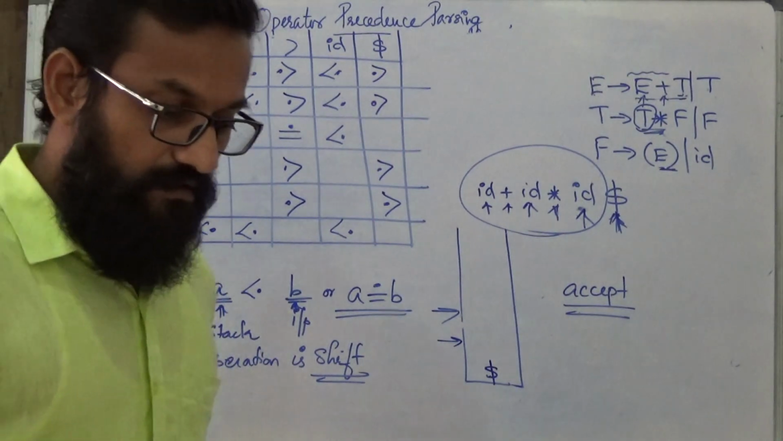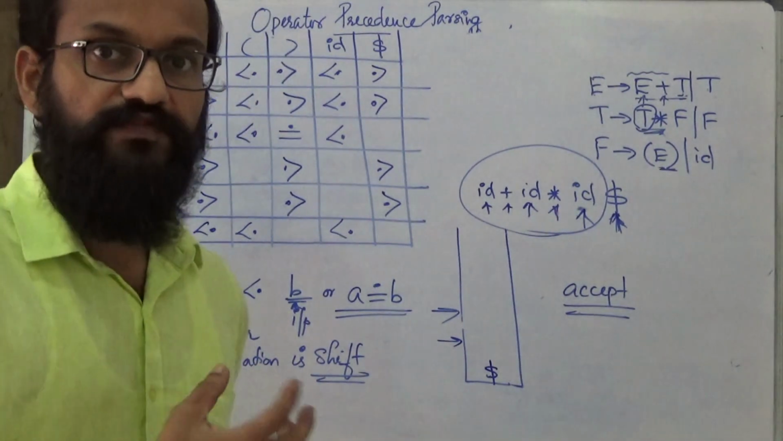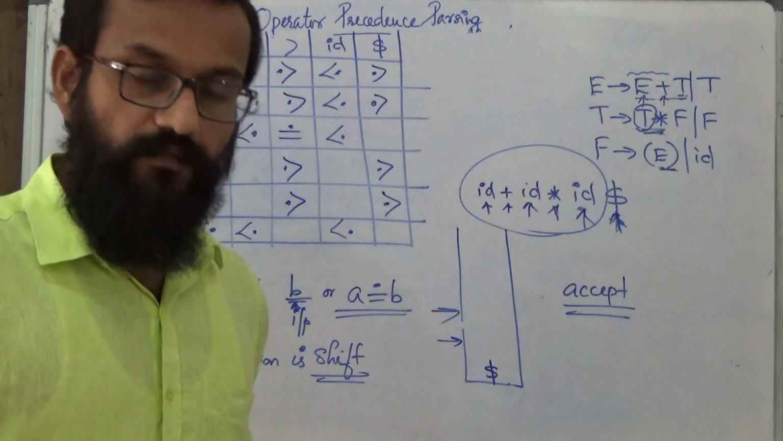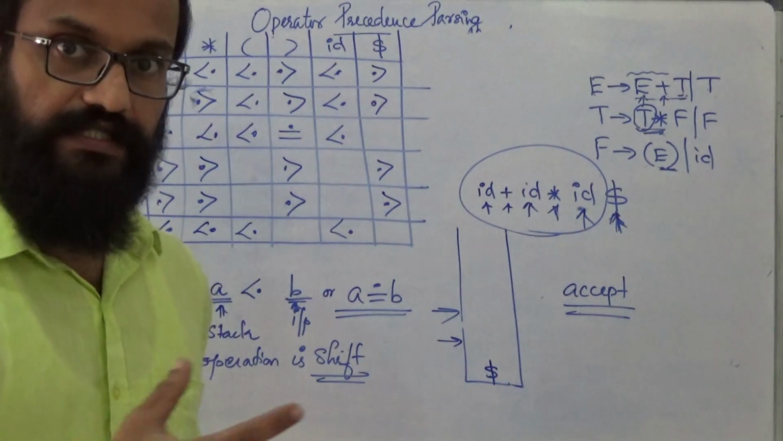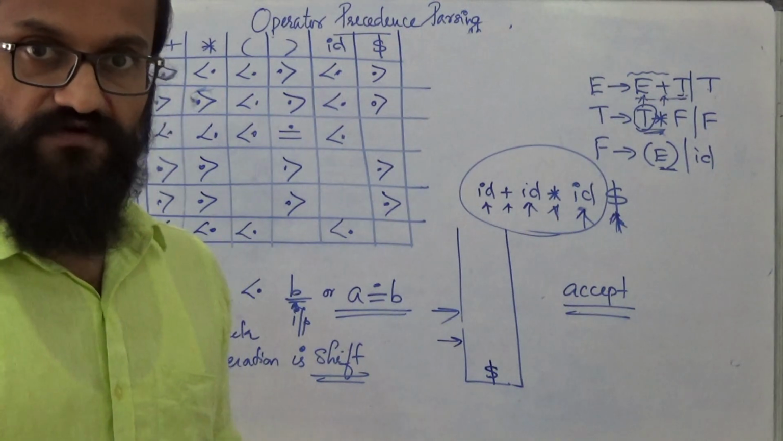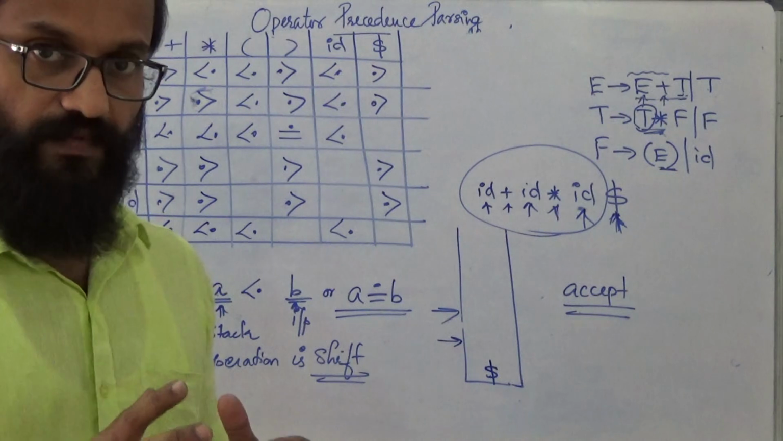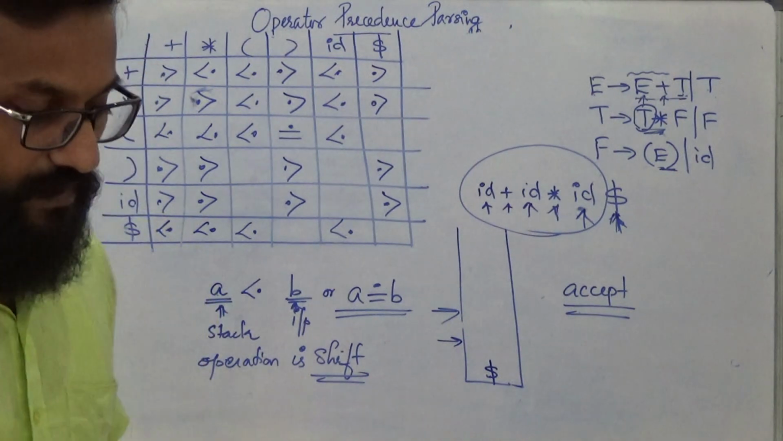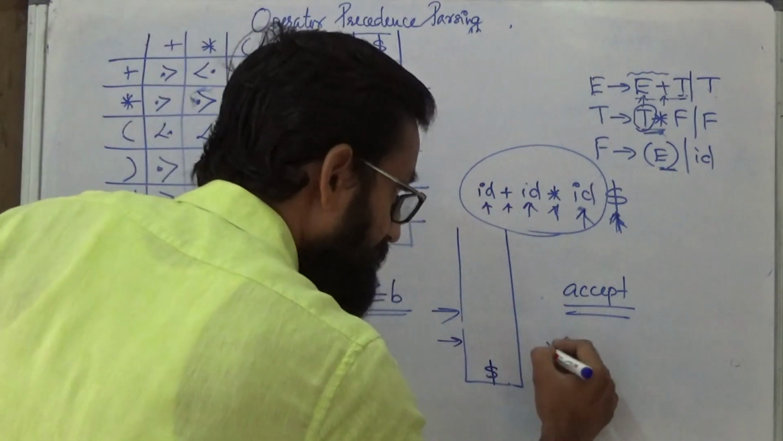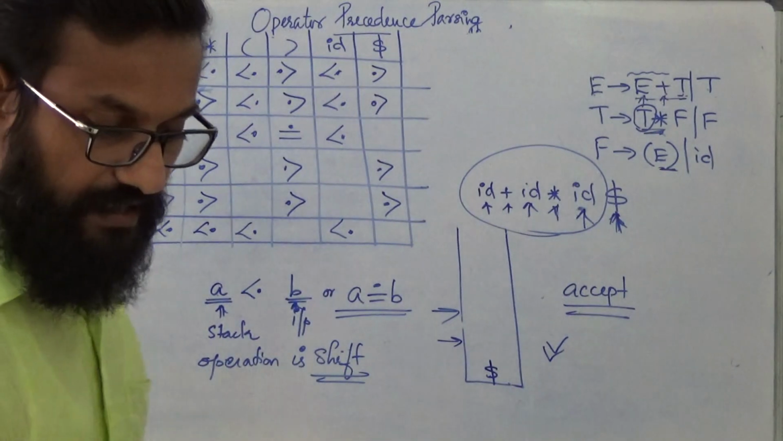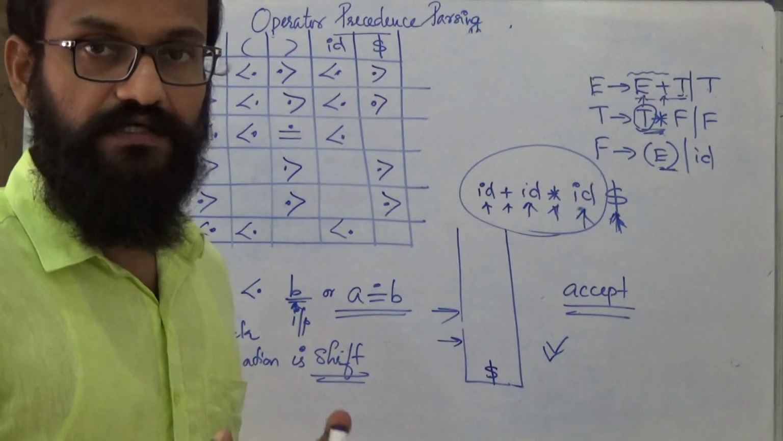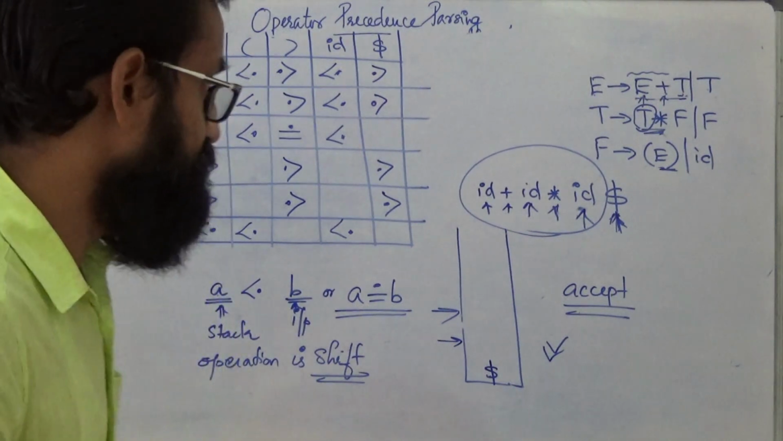Now the main drawback of this operator precedence parser is that it is not possible to design an operator precedence parser for all grammars. It actually works for a small class of grammars called operator grammars or operator precedence grammars. But still it is a simple parsing technique that can be used to construct a parse tree or perform parsing for expressions, or strings involving expressions. That's it.